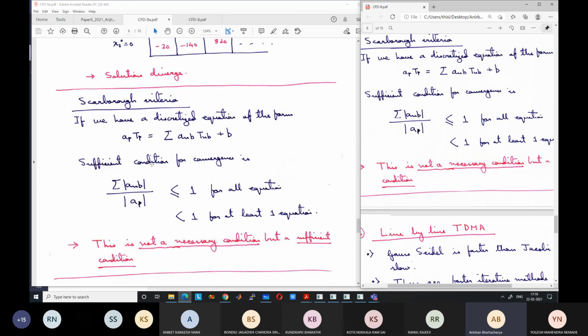Okay, and the important thing to note here is that this is a sufficient condition, not a necessary condition. You know the difference between necessary and sufficient conditions, right? What is the difference between necessary and sufficient condition?